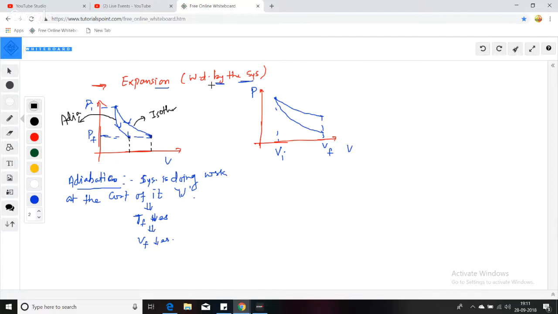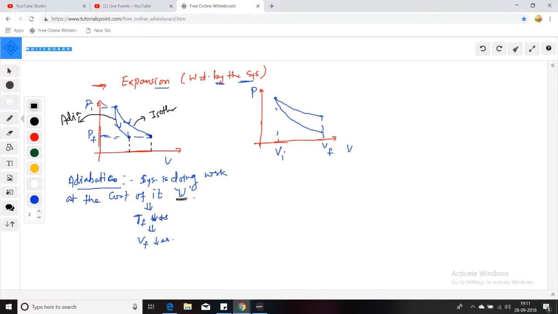Work done by the system we have. Correct. Means when the system is doing work, and since the process is adiabatic, it cannot take energy from outside, right? So the system has to do work at the cost of its own internal energy, and hence its internal energy decreases. When internal energy decreases, it means temperature also decreases, right?